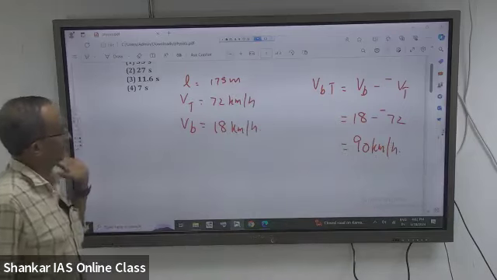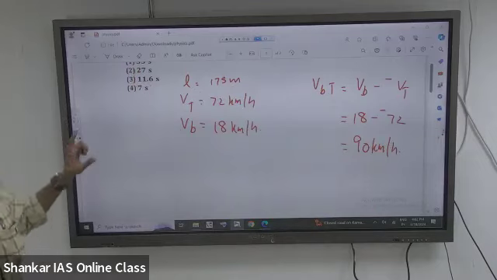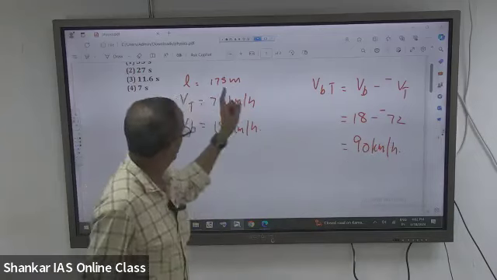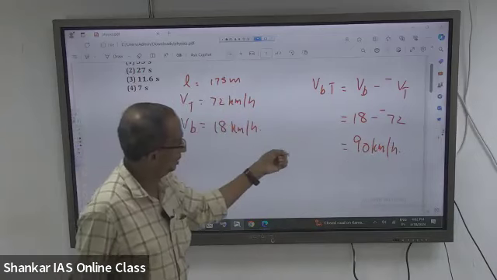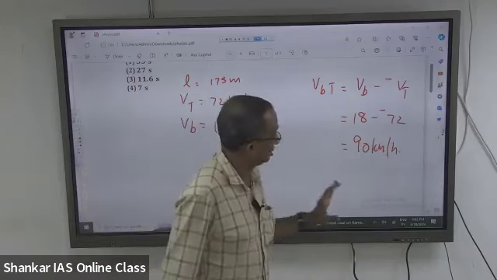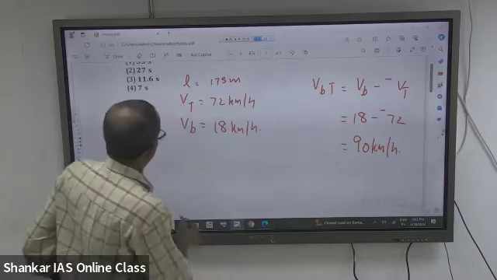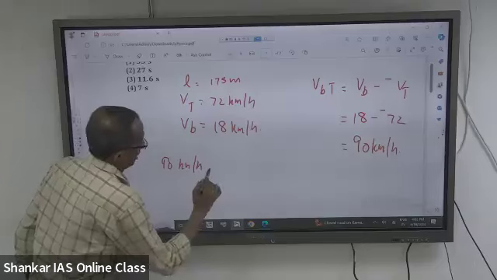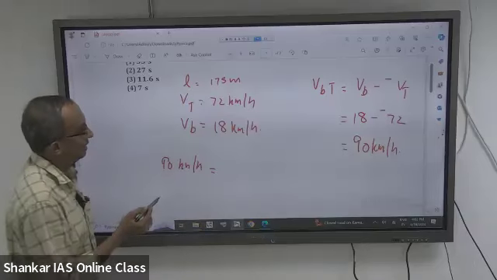We are now supposed to find out the time taken. Here the answer is given in seconds, so kilometer per hour will not work out. Here length is in meter, so this kilometer per hour has to be converted into meter per second. So 90 kilometer per hour has to be converted into meter per second.